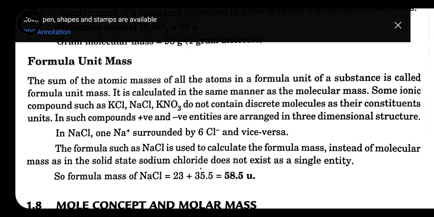If we are calculating the mass of NaCl, then we have to take the mass of Na, which is sodium, that is 23, plus the mass of chlorine, that is 35.5. On adding these we get 58.5 u. It is similar to molecular mass, but the difference is that in formula unit mass we are calculating the mass of an ionic compound, but in molecular mass we are calculating the mass of any compound.